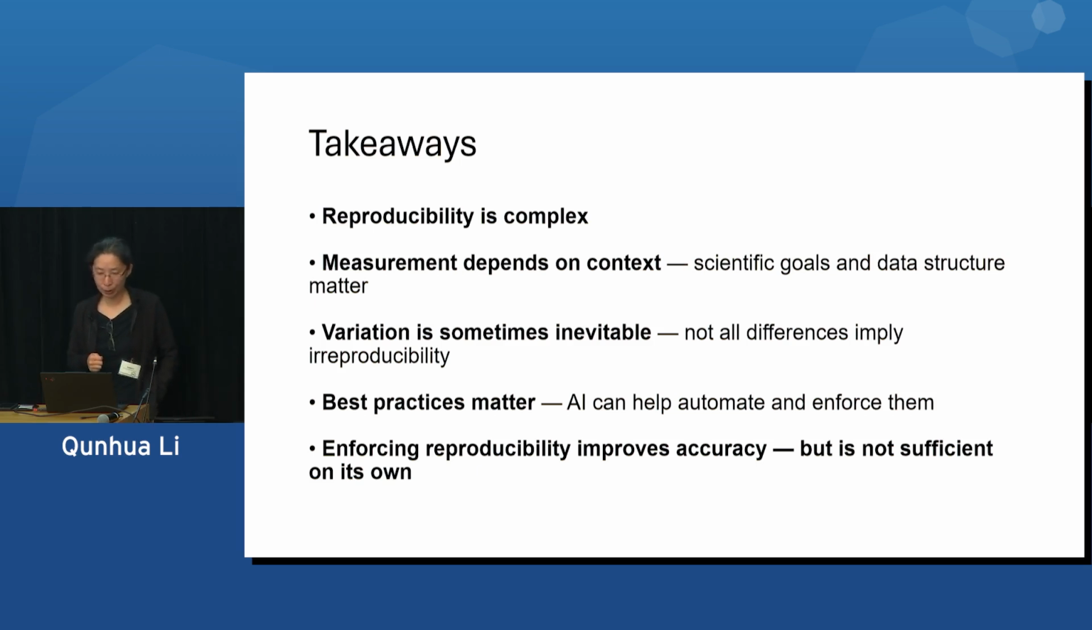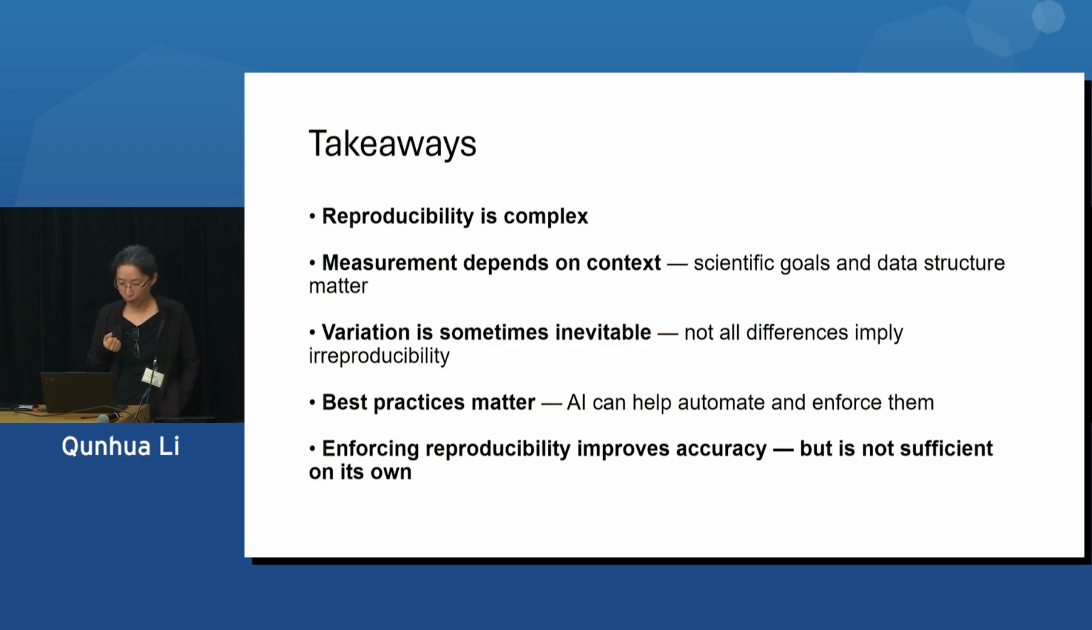So here are just some takeaways based on my experience with reproducibility. I think reproducibility is an overloaded word, and it is indeed pretty complicated. Lack of reproducibility can be due to many different reasons, and we often need to consider this case by case. How to properly measure reproducibility depends on the context, like what the problem at hand is and what the data structure is. Like high-C data, they have this dependent structure. And also, we need to be aware that sometimes the variation is inevitable.